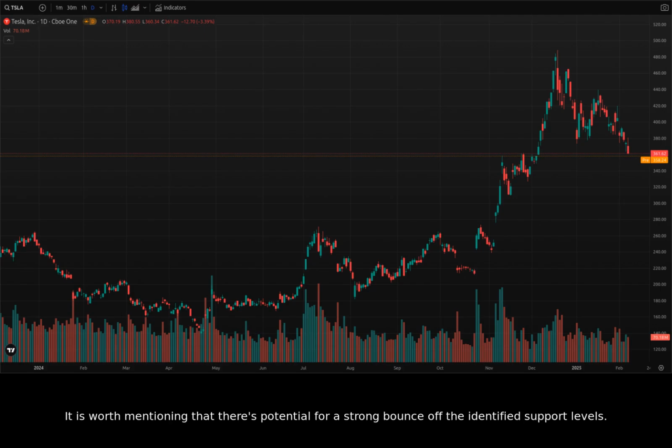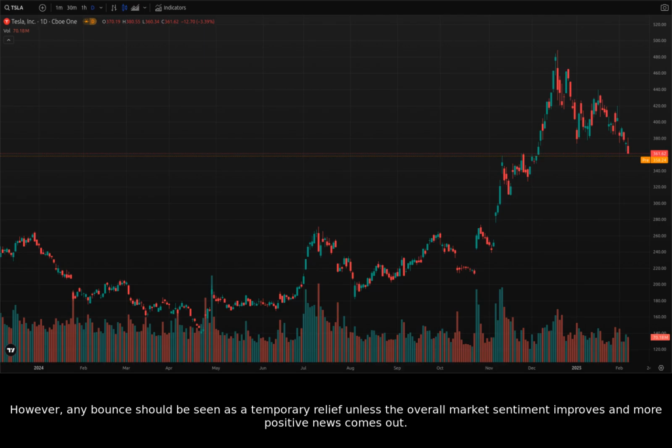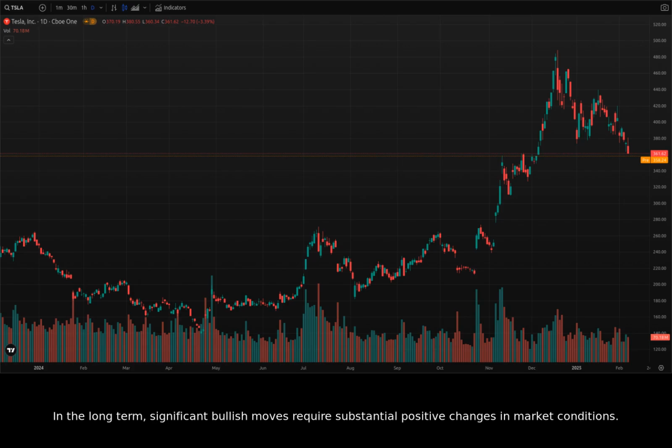It is worth mentioning that there's potential for a strong bounce off the identified support levels. However, any bounce should be seen as a temporary relief unless the overall market sentiment improves and more positive news comes out. In the long term, significant bullish moves require substantial positive changes in market conditions.